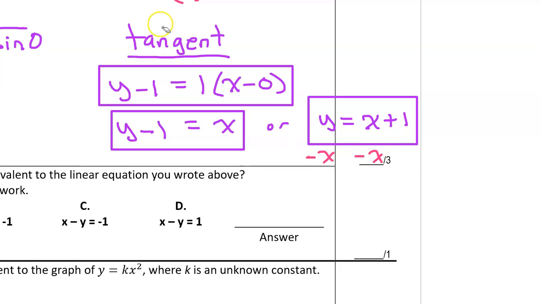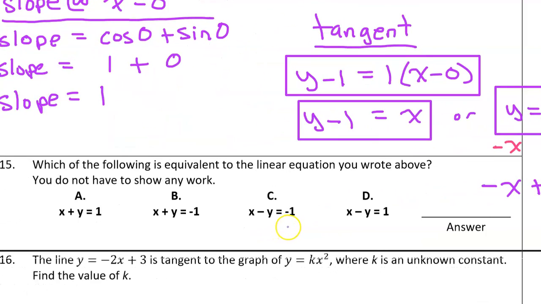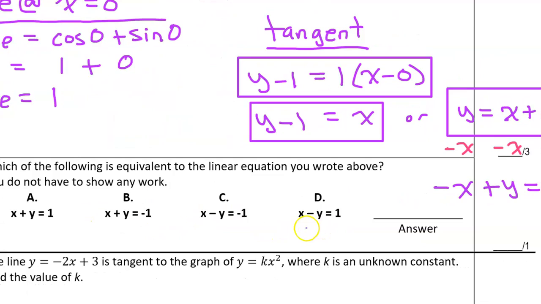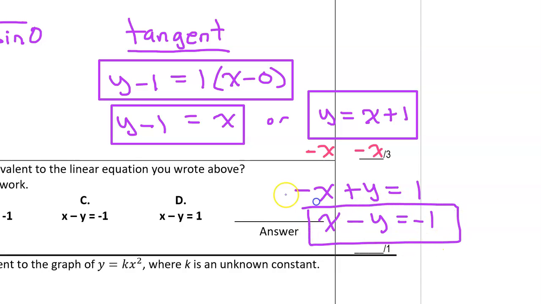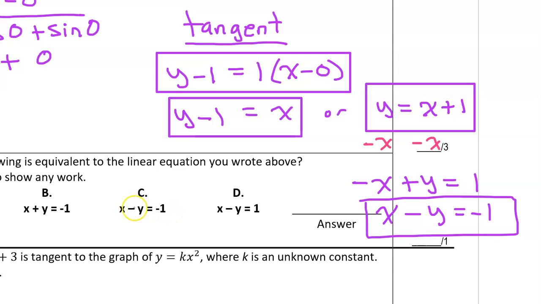If I subtract x from both sides, I would have negative x plus y is equal to 1. So is that one of the choices? No, all of the x's are positive. So I'm going to divide everything by negative 1 or multiply by negative 1, whatever you want to call it. So that would make this x minus y is equal to negative 1. This is going to match one of those answers. So let's see. x minus y is equal to negative 1 is answer choice C.